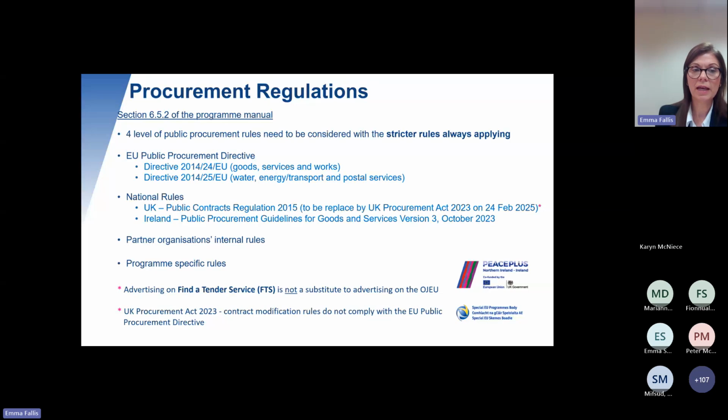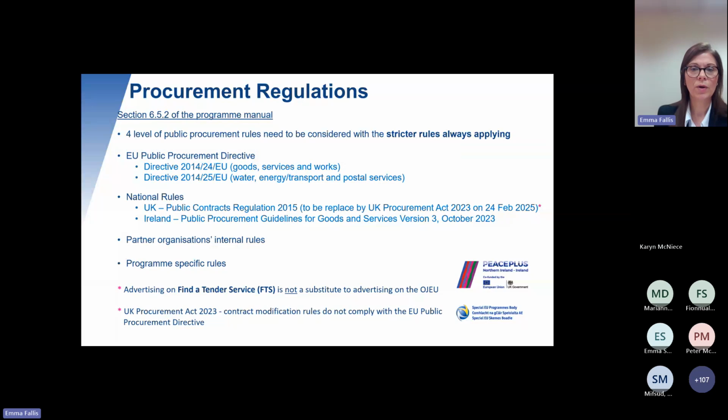Underneath that, each project will have their own procurement or their own partner rules. So as a project, in making sure that you operate in good governance, you need to make sure that you're abiding by your own rules. And in relation to that, there are also programme specific rules. And that's the 4 different levels, and the approach that we have to take is that the most stringent rules apply.